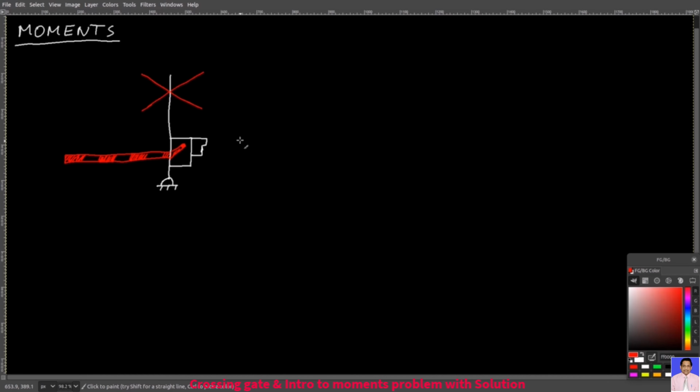Imagine that you have a railway crossing gate. This point here is the center of mass, or CM, of the gate. The mass of the gate is 100 kilograms.